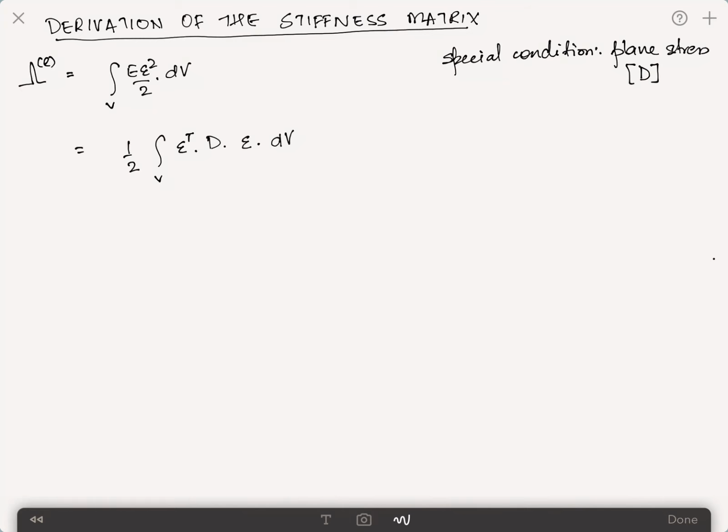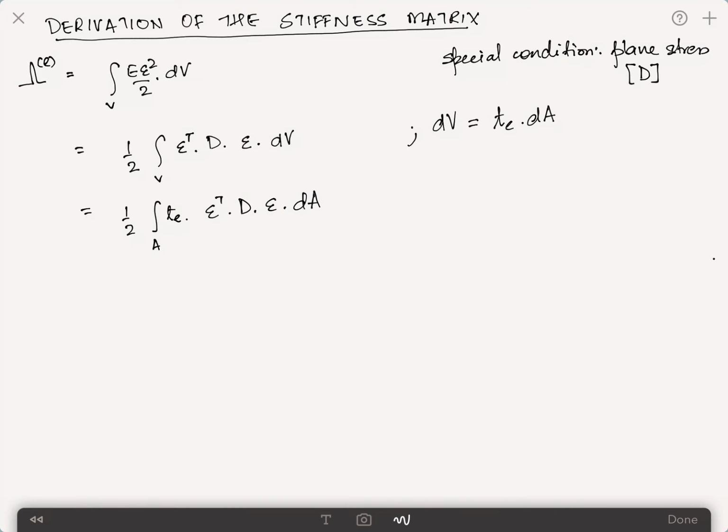Now, since we are considering plane elements which are very thin, dV can be written as the thickness of the element Te times the differential area. So we can also write this as half of the area integral of Te times epsilon transpose D epsilon dA.